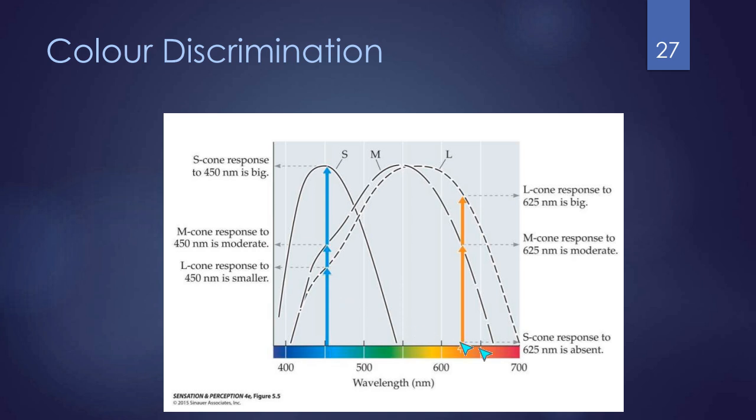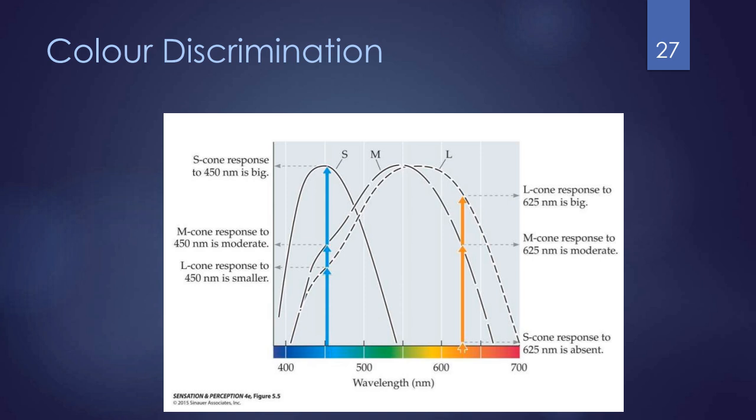And then if we look over here at what the L cone is doing for the 625 nanometer wavelength, it's a big response here for the L cone. So our visual system can take all this information, all these differences in how the three cones are responding to these two wavelengths that would be producing the same response in the M cones. But when we have the input from these additional cones, it makes things a little less murky.